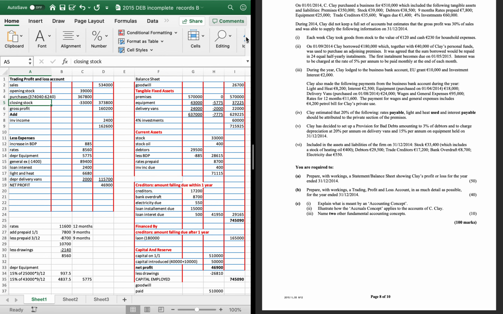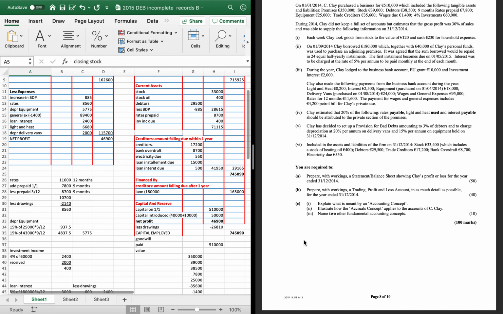And you could see the accruals concept to be involved in the rates prepaid. You could give that as your example. So the rates prepaid from last year gets added in, but you have a prepaid at the end of the year to get taken away. You could do the same with stocks. You could mention stocks, or you can mention electricity due. Okay, so the accruals concept is all about dues and prepayments. And name any other two fundamental concepts: going concern, prudence, and consistency are the other three.